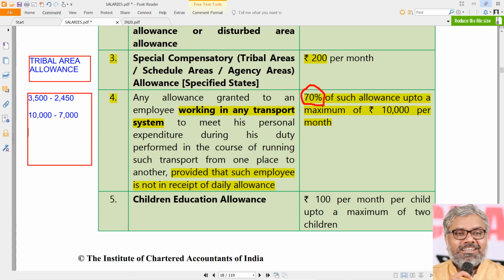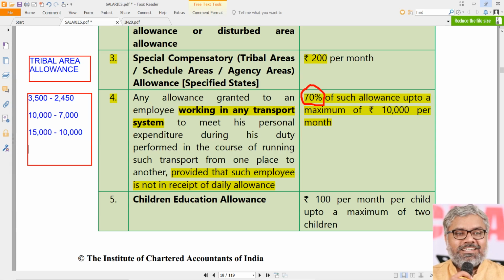Just another example. Say 15,000 per month is received by an employee working in the transport sector. Then how much will be exempt? 70% of that comes to 10,500, but can we give 10,500 as exemption? No. Then the 10,000 limit comes in. So the maximum exemption is restricted to 10,000, and the remaining 5,000 will be taxable.